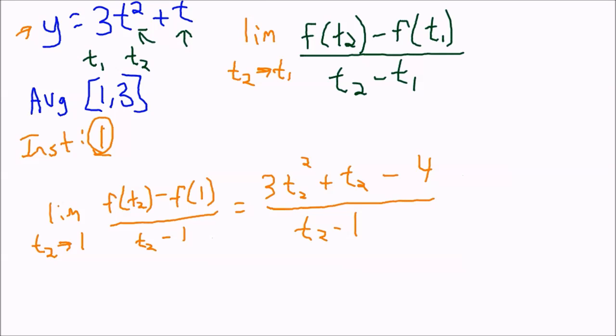Something we might notice is that if I take this limit as t2 approaches 1 and I evaluate this, what I'm going to get is 3 plus 1 minus 4 over 1 minus 1. This is going to be 0 over 0. I definitely don't want that, so we're going to have to change this in a way so that I can cancel out something on the bottom so that I don't get a denominator of 0. So let's think for a minute. What can we do? There's nothing we can really do to the bottom because it's simply t2 minus 1.